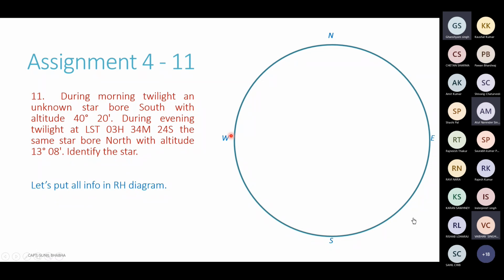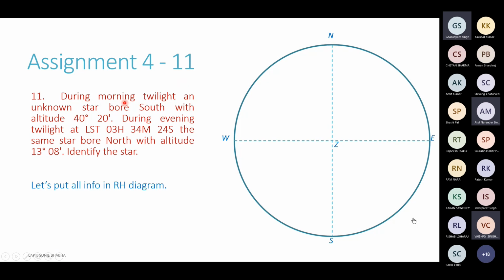Now at the center of this circle, we have the zenith. So we can join N and S, we can join W and E. The point of intersection gives us the center of the circle, which is the zenith. So the center of this diagram represents the zenith of the observer. The circumference represents the rational horizon of the observer. Now let's put all the given information in this diagram.